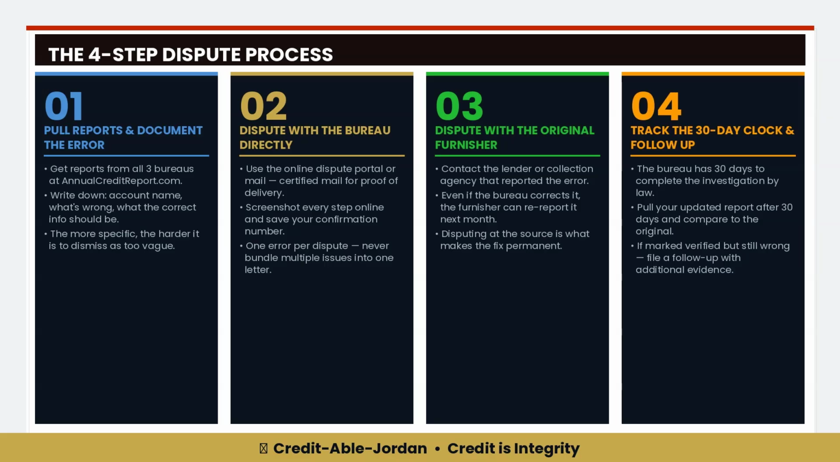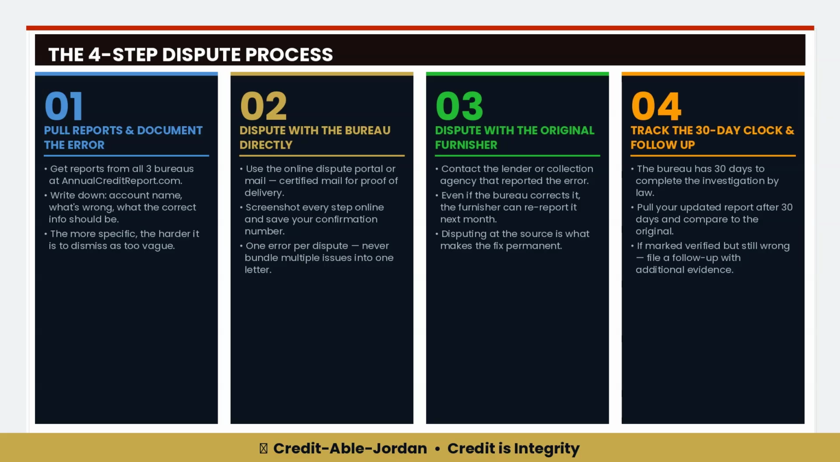And step 3, you want to try to dispute it with the original furnisher. This is the step most people skip, and it's critical. The furnisher is the lender or the collection agency that reported the error in the first place. Even if the bureau corrects it, if the furnisher keeps reporting the wrong information, it will reappear on your report next month. So you want to try to dispute it at the source so the fix sticks.